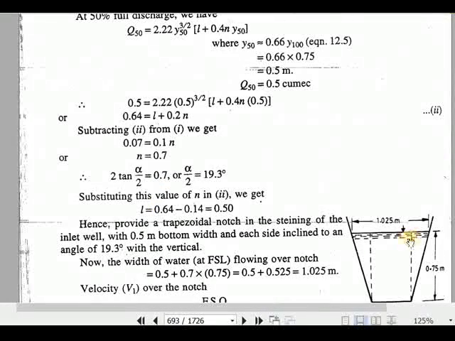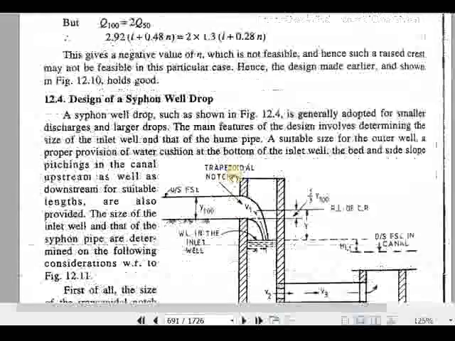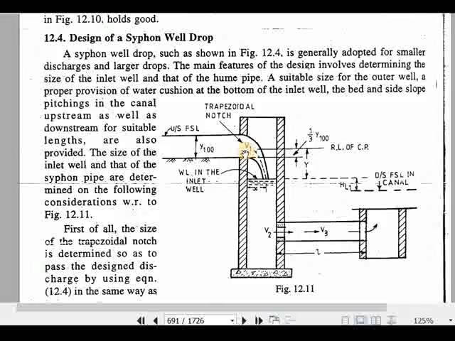You can get L and n. You can get alpha, and alpha by 2 is equal to 19.3. So this angle is equal to 19.3 and this angle is also equal to 19.3. And L is 0.5 meter, this depth length is 0.5 meter. Now provide a trapezoidal notch in the steining of the inlet well. So we have to provide this here. Here we have to provide a trapezoidal notch and water will flow over that notch into the well. Now we will have V2 and V3.